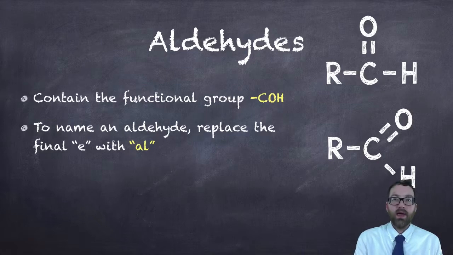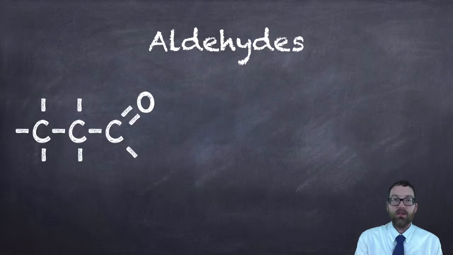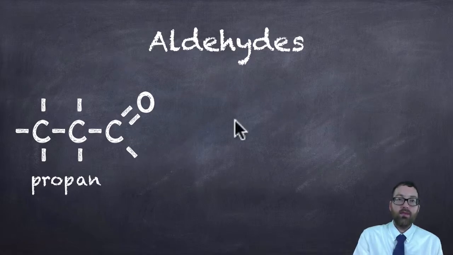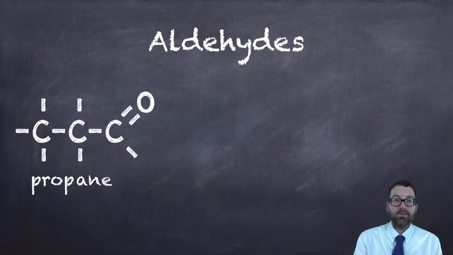So to name an aldehyde, all you do is replace the final E on the name it would have if it was an alkane with the suffix al. So al for aldehyde. So here's an aldehyde. I have 3 carbons, so I'll give it the prefix prop, and it is not propane. It has the aldehyde functional group, so I drop the E and I call it propanal.